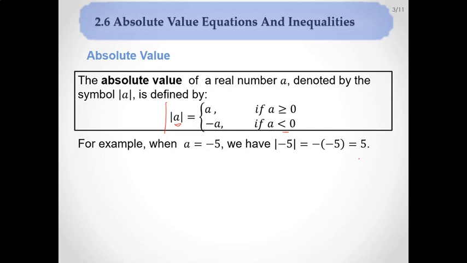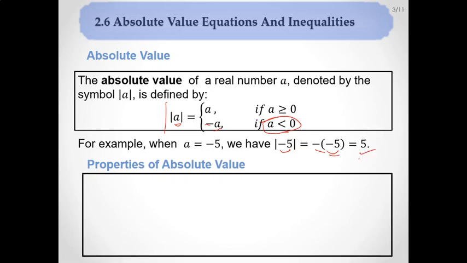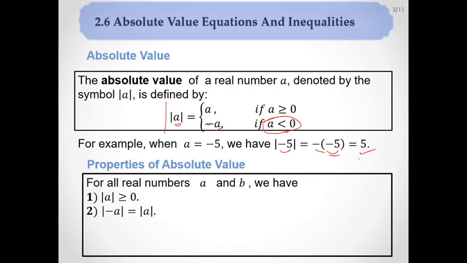Okay, we have some properties of this. You'll see an application: the absolute value of minus 5. Minus 5 is less than 0, so you make minus of minus 5, so it makes plus 5. The properties of the absolute value: it's always bigger than or equal to 0, and the absolute value of minus a and plus a are the same.